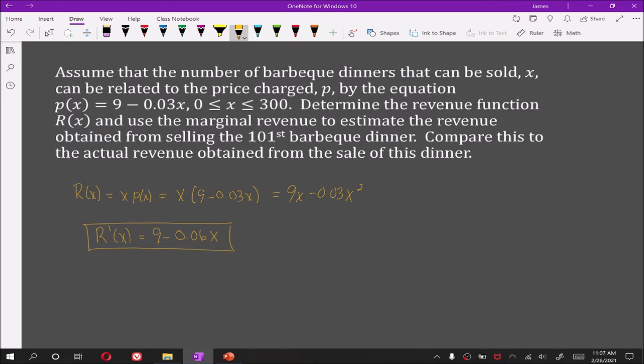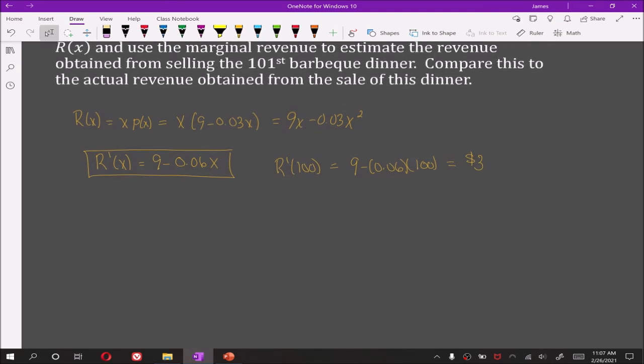To find an estimate of the revenue obtained from selling the 101st, we just do r prime of 100. Right? Remember, r prime of x is an estimate for the amount of revenue we gain from the x plus 1 unit. We get 9 minus 0.06 times 100. It's 9 minus 6, which is $3. So we estimate that the 101st barbecue dinner will bring in an extra $3.